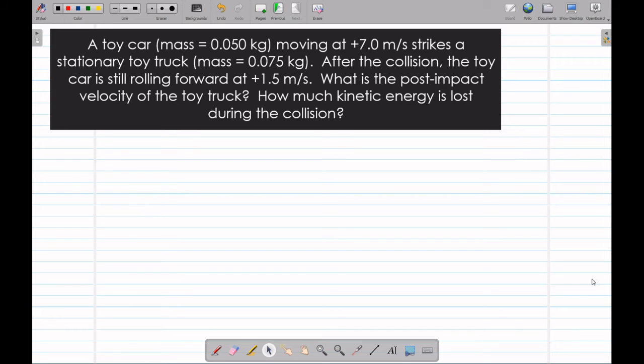This problem is significantly more complicated than the previous problem, and it will take us just a few minutes to work our way through it, but stick with me. We'll find out some interesting things about how momentum works in a collision.